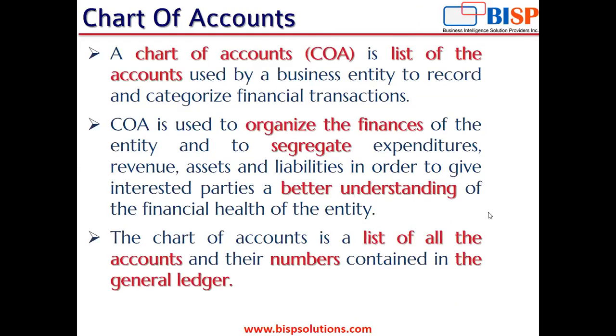A chart of accounts is the list of all the accounts used by the business entity or your organization to record and categorize financial transactions. COA, or chart of accounts, is used to organize the finances of the entity and segregate it into expenditures, revenue, assets, and liabilities, so that interested parties, be it stakeholders, owners, and others who are the users of your financial information, get a better understanding of the financial health of the company. A chart of accounts is the list of all the accounts and the numbers that are present in your general ledger report.